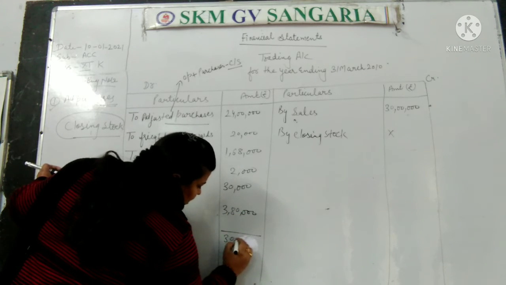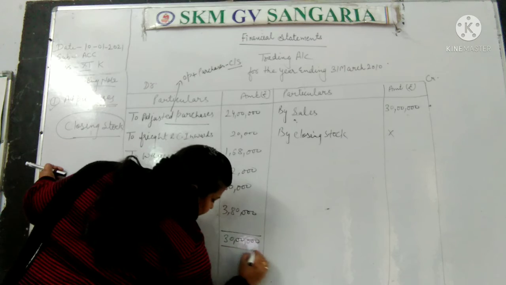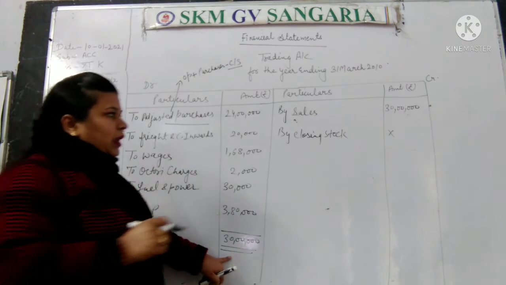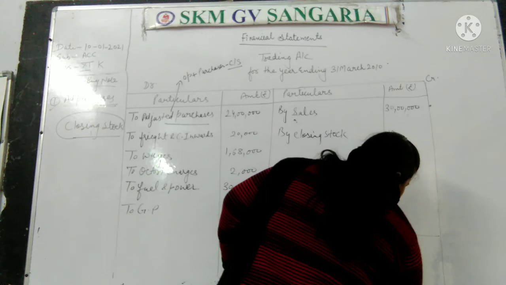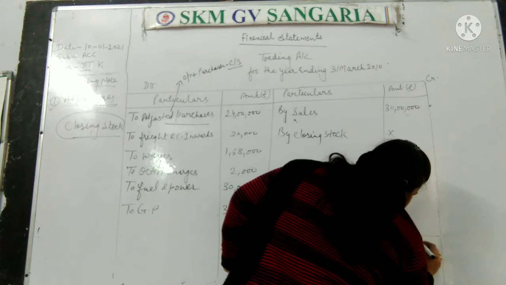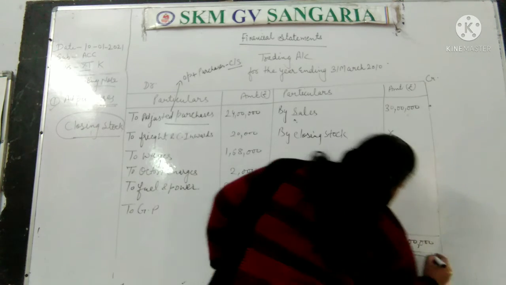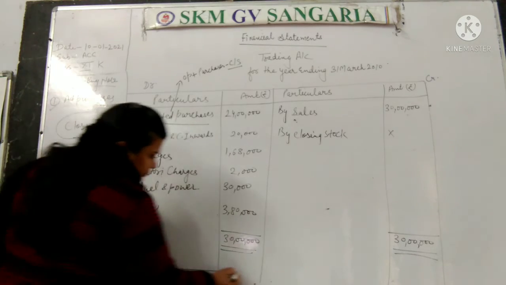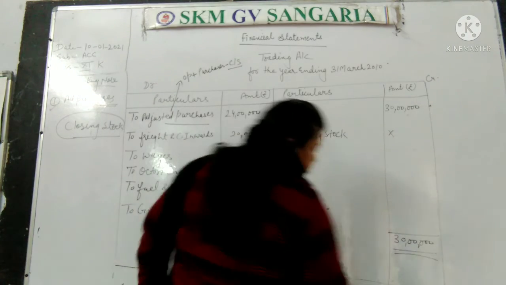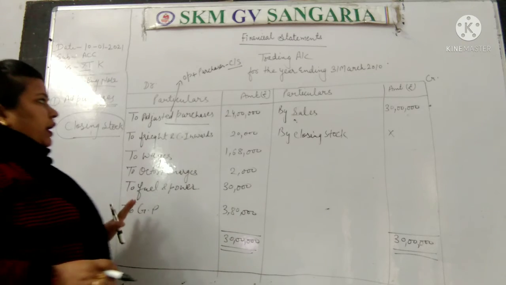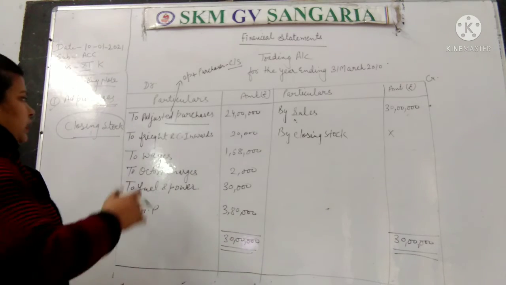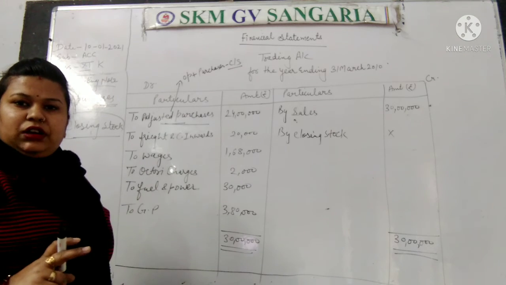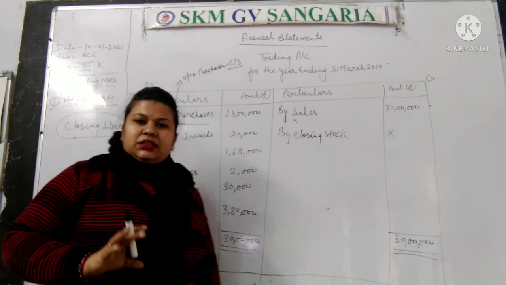Okay, we will close the account, and when we are closing the account, we will put the double line at the end of the account. For both sides, by putting the double line we will end the account. Okay, so this question was related to trading and P&L account, and in this what adjustments were given? Adjusted purchases, carriage outward, trade expenses, office rent.